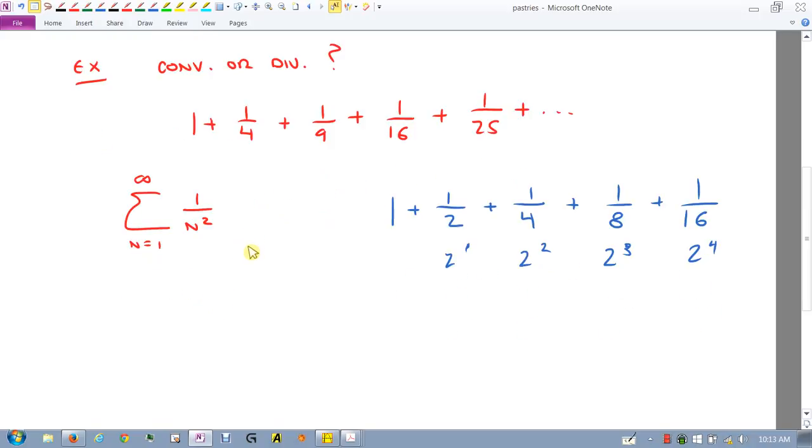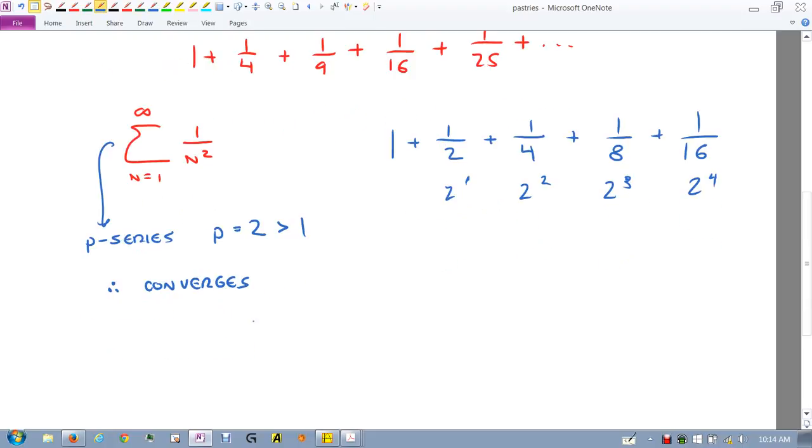So we look at this and all you have to say is, this is a p-series, p is 2, which is greater than 1. And what is the conclusion if p is greater than 1? Therefore, it converges. No work. This one will be so obvious. Hopefully it'll be obvious.